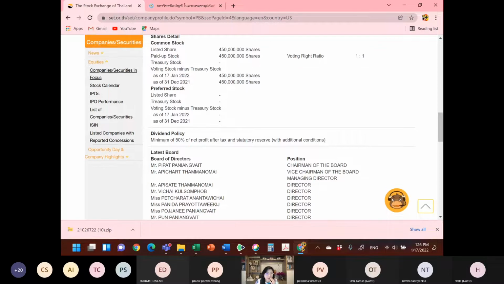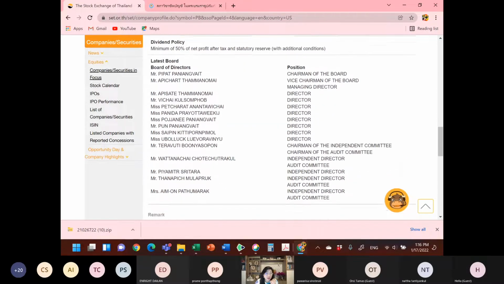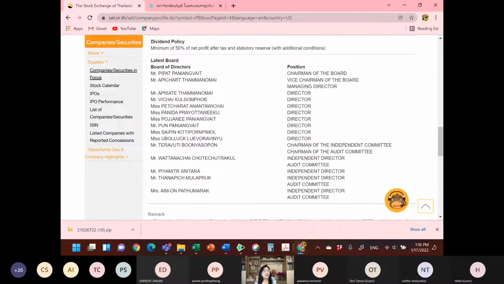All right, and this is the dividend policy. The company has the policy to declare dividends at the minimum of 50% of the net profit after tax and statutory reserve. And also over here, you get to see the list of the board of directors. So you have Kun Pipat Paniangwet, right? Some of you mentioned his name in the presentation last week. And we also have some other names as part of this board of directors.